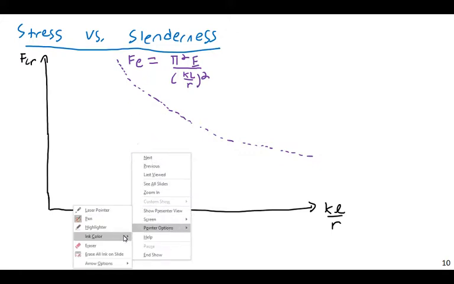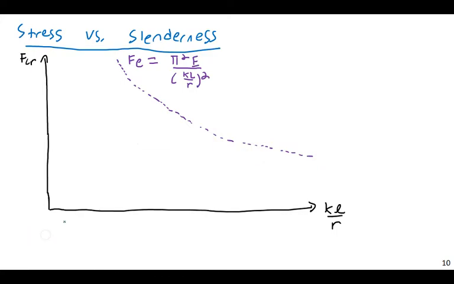But then below some critical length, we would switch from Euler buckling to just regular column yielding, where this stress would just be equal to the yield stress. And really, you're never going to get beyond this. This is your yield stress. This is yielding. And so, ignoring any kind of factors of safety or load factors or resistance factors, if we were ignoring any kind of LRFD philosophy, we would design our column kind of like this.